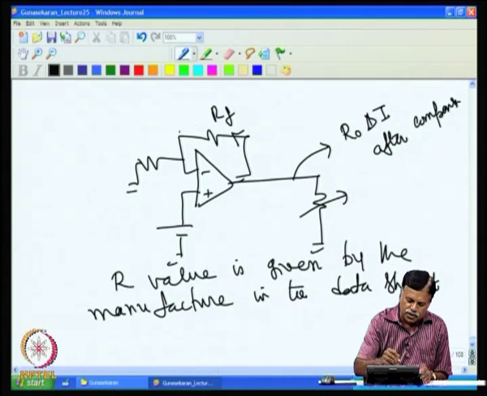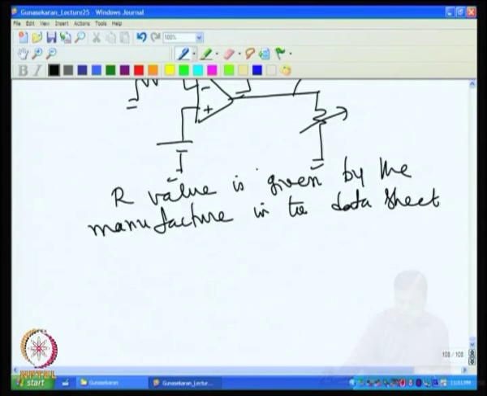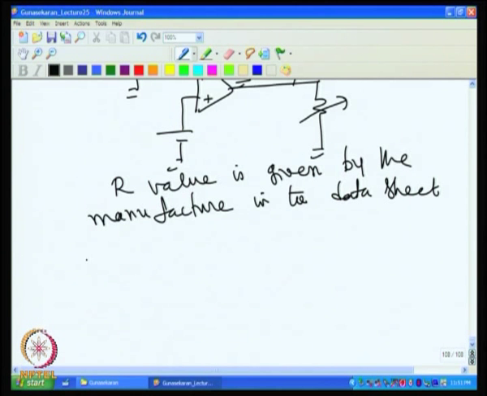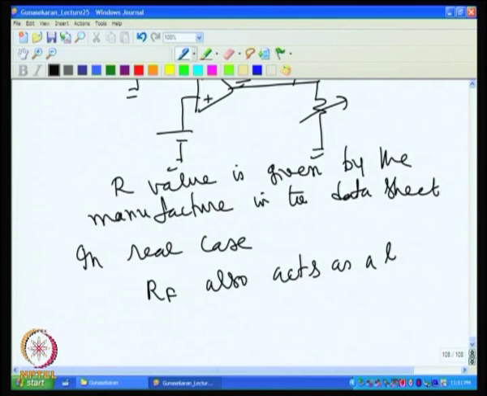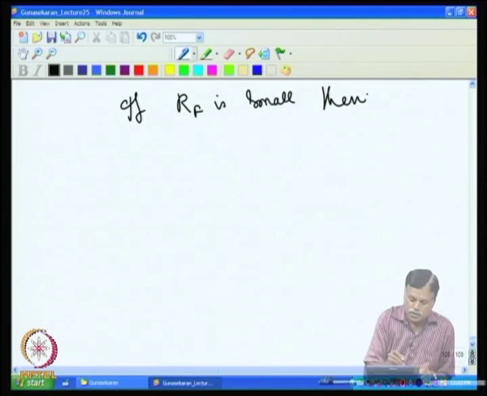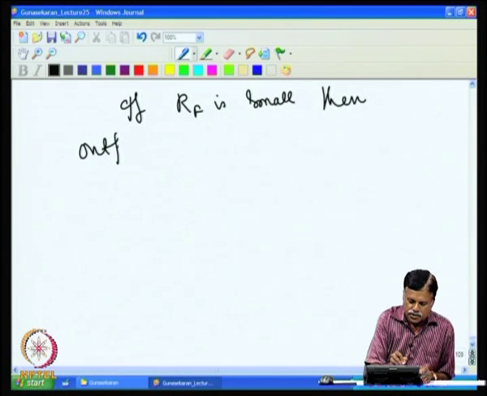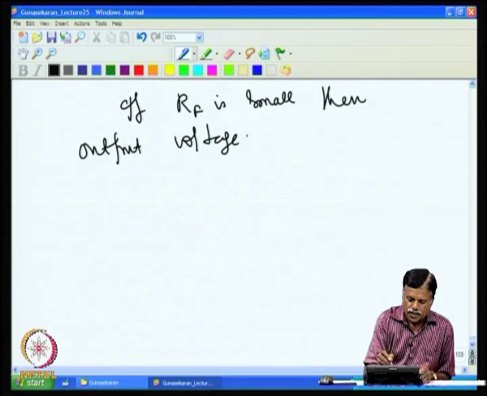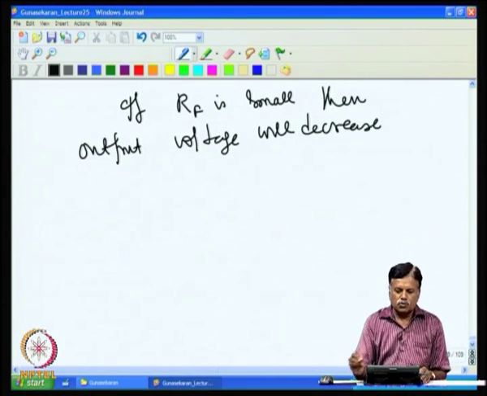Because we had originally assumed RF is large, but in the real case RF also acts as a load for the op amp. So if RF is small, then the output voltage will decrease. That is why we should not use a low value of RF.